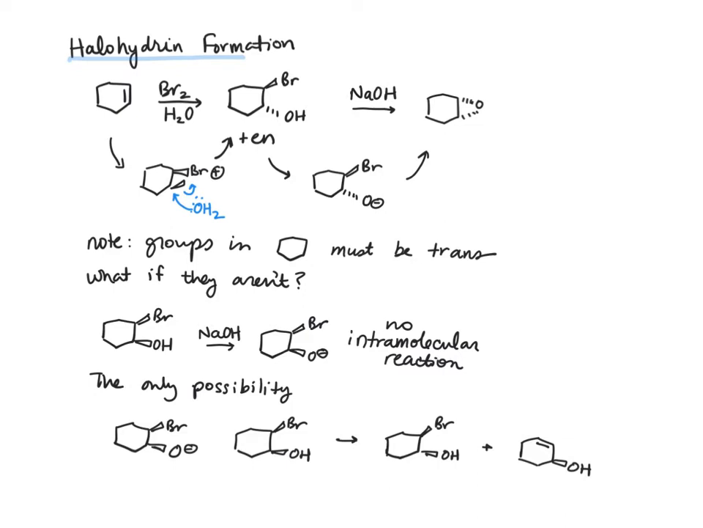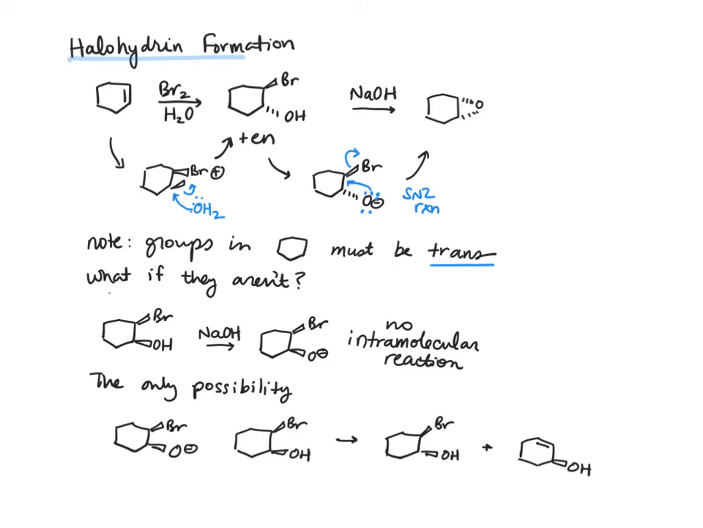Once we add sodium hydroxide, we deprotonate this alcohol, giving us the alkoxide. And that alkoxide can then undergo an SN2 reaction with its neighboring carbon. And it kicks out the bromine as a good leaving group and forms the epoxide ring. Note that it's important that groups in cyclohexane rings must be trans to one another for this reaction to work.